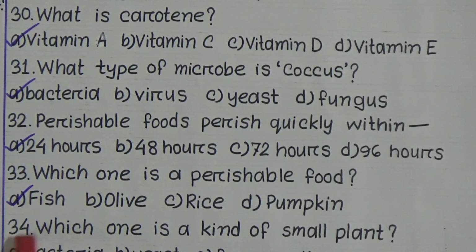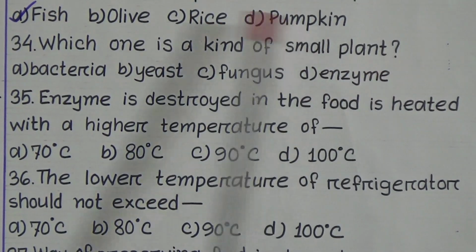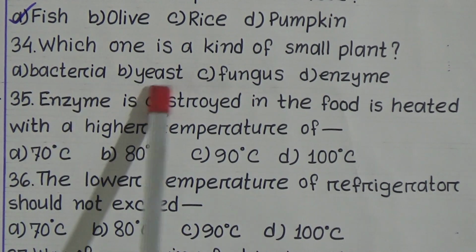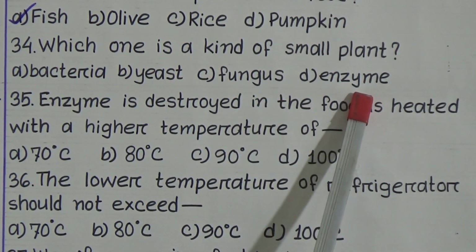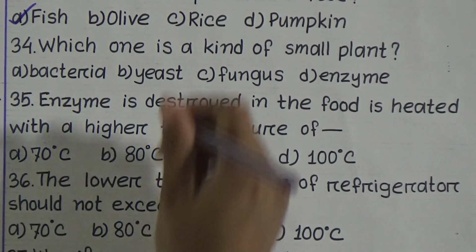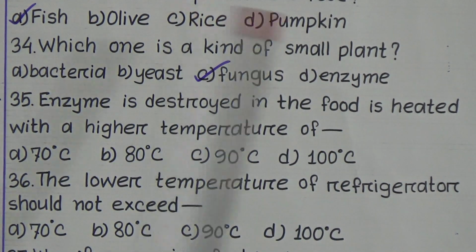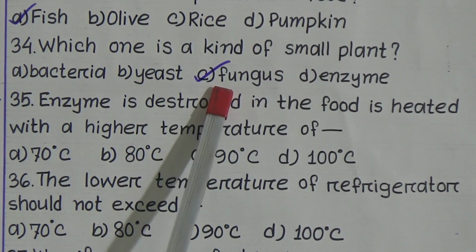Now 34. Which one is a kind of small plant? Options are bacteria, yeast, fungus, enzyme. The correct answer will be option C, fungus. Small plant is fungus.